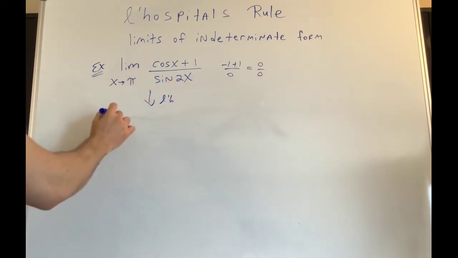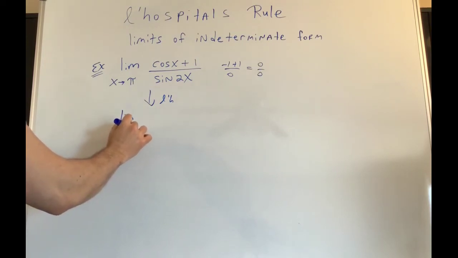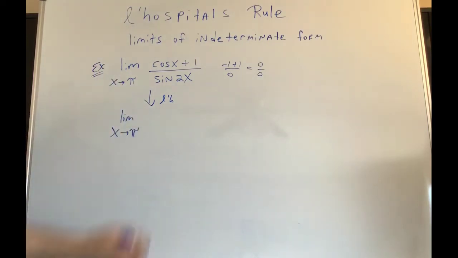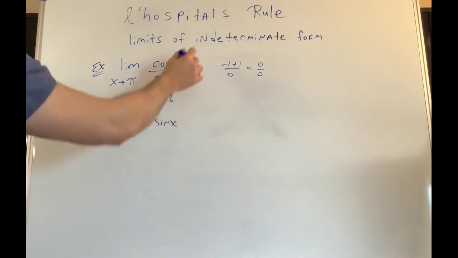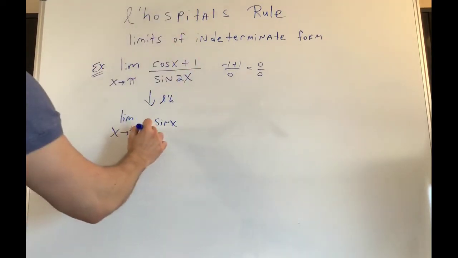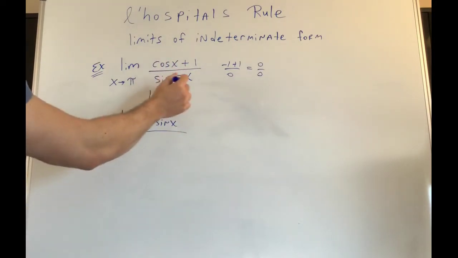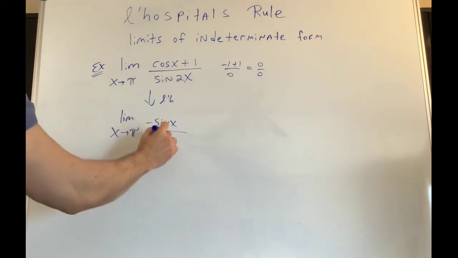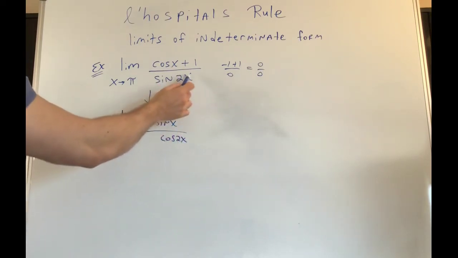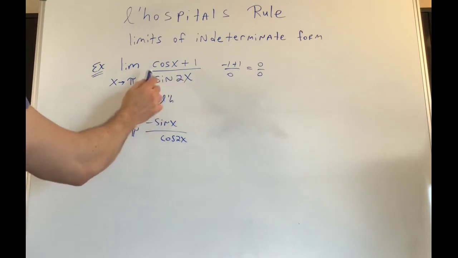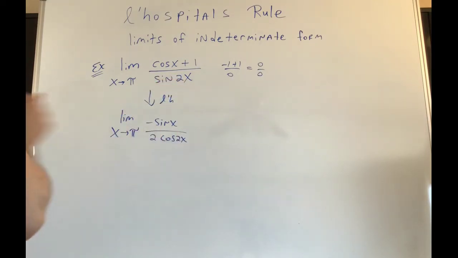I'm going to take the derivative of the top. I'm going to take the derivative of the bottom. Derivative of cosine is negative sine. Derivative of 1 goes away. Derivative of sine 2x, chain rule action here. Derivative of sine 2x is cosine 2x. And then I have to take the derivative of the 2x. That's the chain rule part, right? Sine u, it's cosine u times du. So put the 2 in the front.